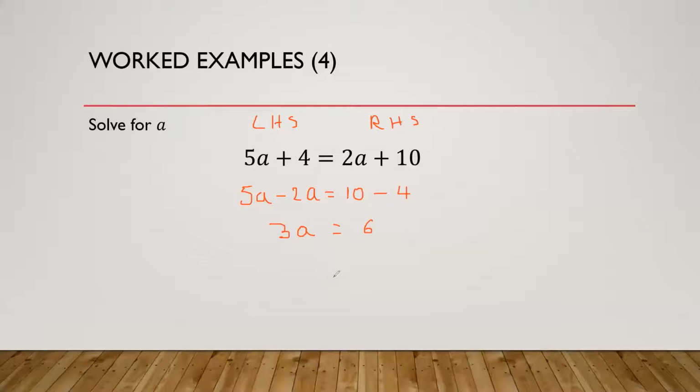But I need to solve for a. And the way to isolate a is to divide both sides by 3. So I need to divide 3a by 3. But if I do that, then I must also divide the other side by 3. Now these 3's cancel out. So I've got a here, and then 6 over 3 is just 2. So the solution to this equation is a equals 2.